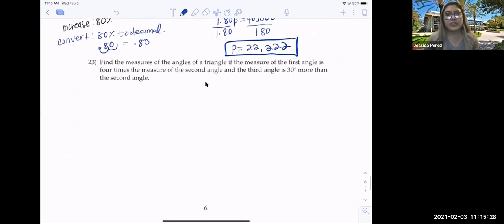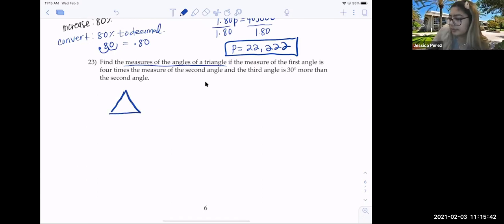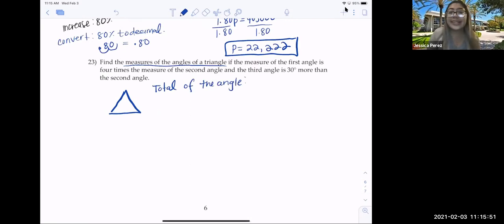Find the measures of the angles of a triangle. That's important. What is the total of the angles? We should know what that is when dealing with triangles. The sum should be what? So this applies to any triangle.